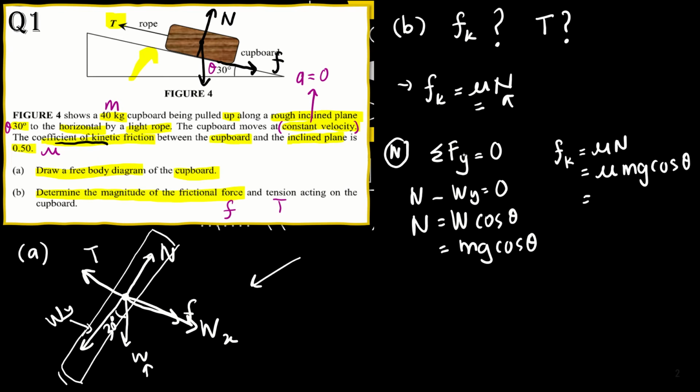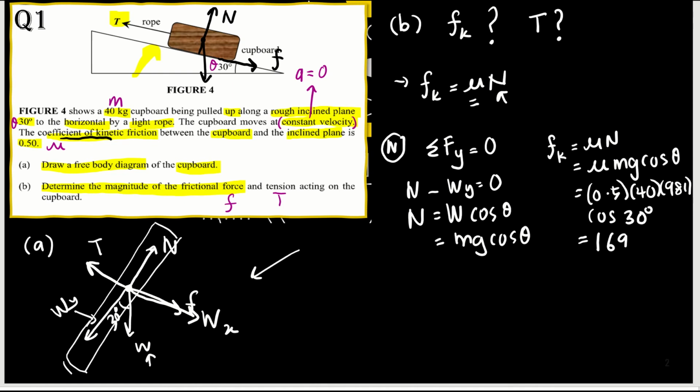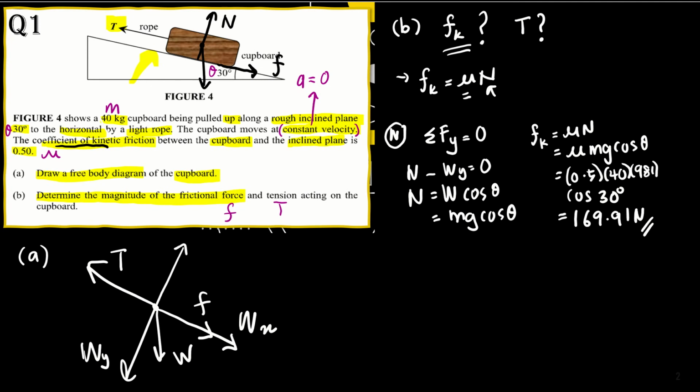So we substitute all the values. 0.5 times mass is 40, times 9.81 times cos 30. Okay, so you will get your frictional force as 169.91 Newton. Okay, so that is for frictional force. So we want to find tension.